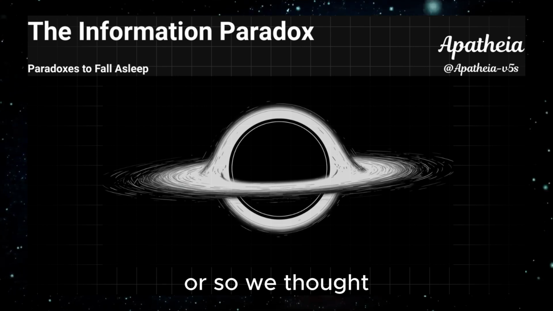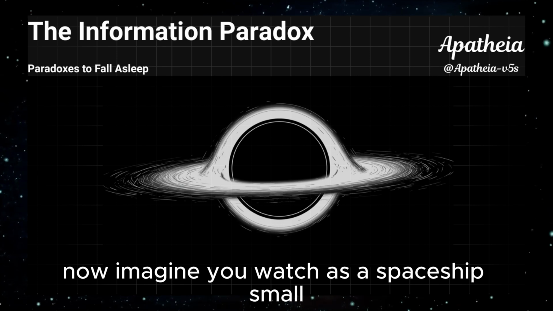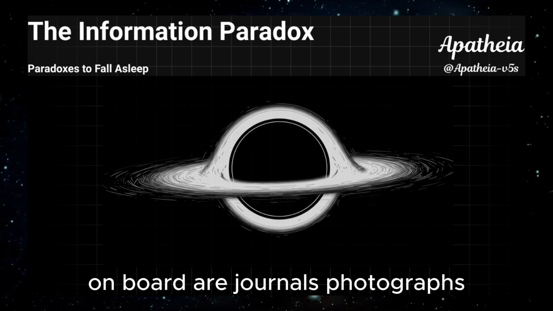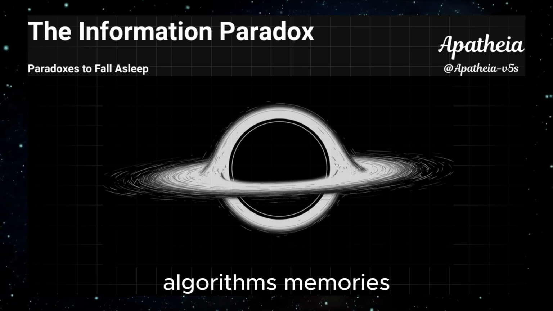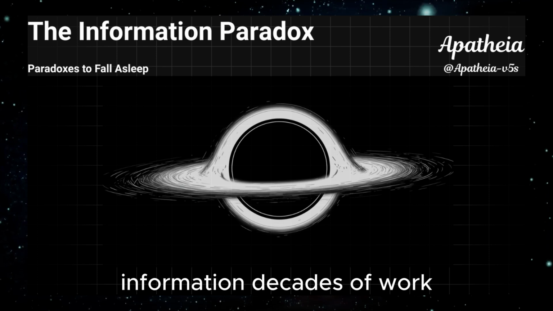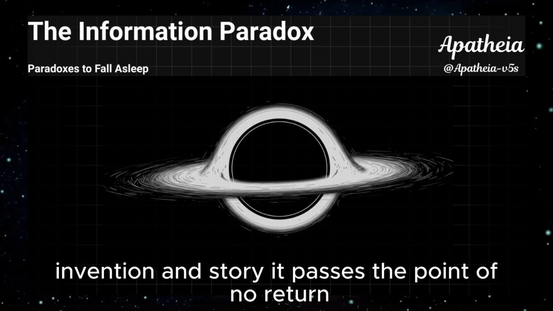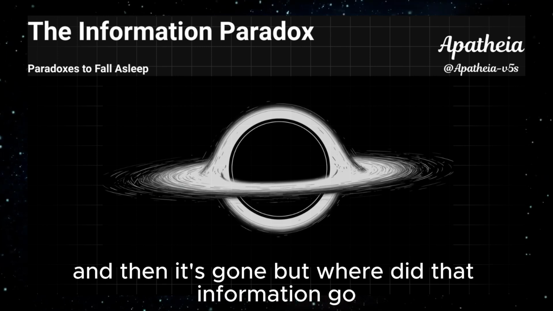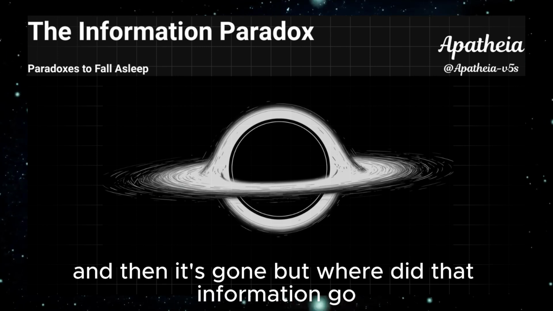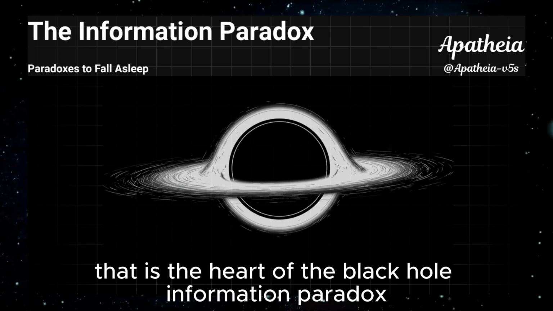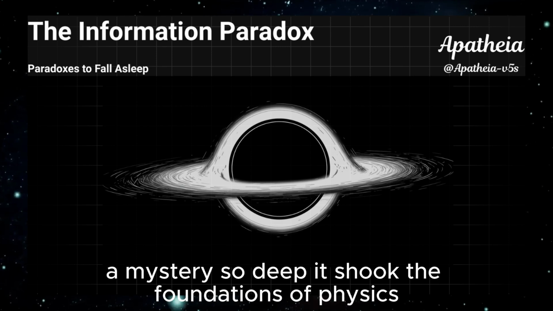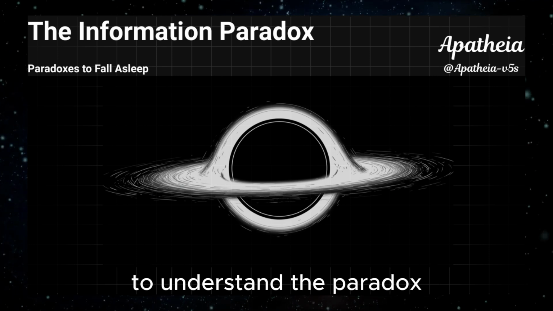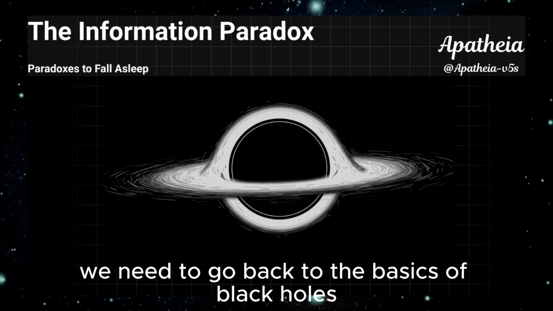Or so we thought. Now imagine you watch as a spaceship, small, silent, and packed with data, drifts toward the event horizon. On board are journals, photographs, algorithms, memories, information. Decades of work, a digital library of thought, invention, and story. It passes the point of no return, and then it's gone. But where did that information go? That is the heart of the black hole information paradox, a mystery so deep it shook the foundations of physics and still remains unsolved.